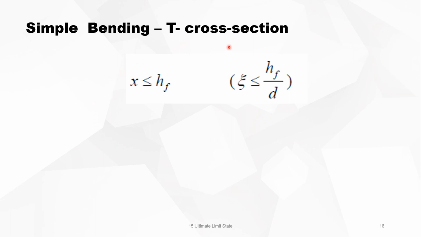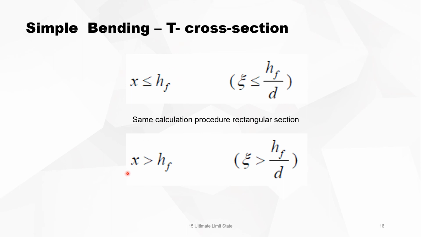Also nice to know, if the depth of your neutral axis X is smaller than the depth of the flange, that means Xc is smaller than HF over D. If you have that, then of course it's the same calculation procedure as a rectangular section. So there's no difference at all, because most of the concrete is in tension, and then you don't count on concrete in tension. So it's the same as a rectangular section. This is so in a lot of cases.